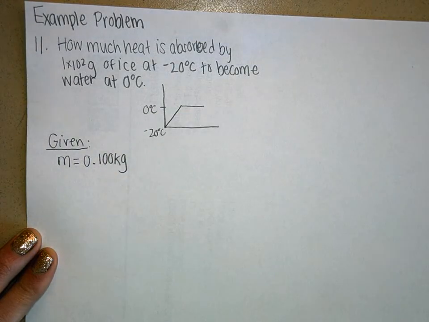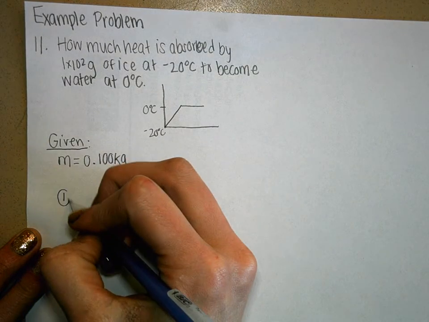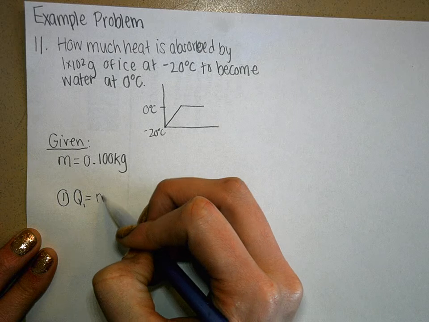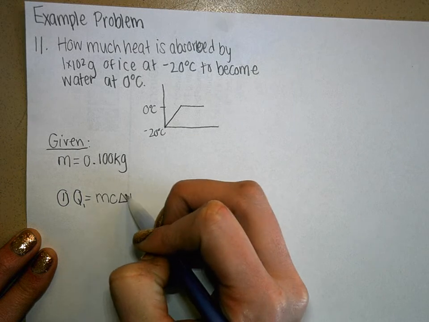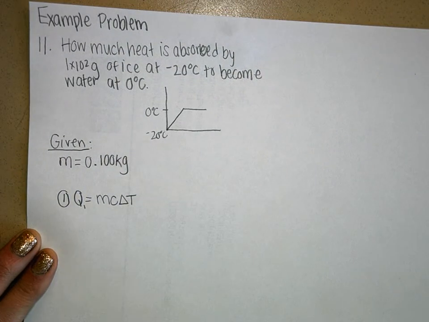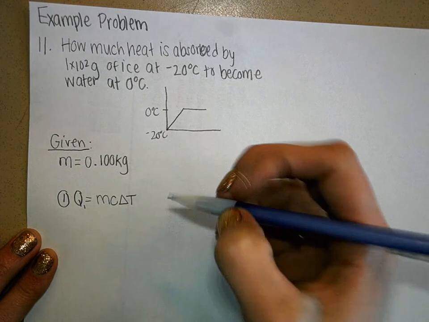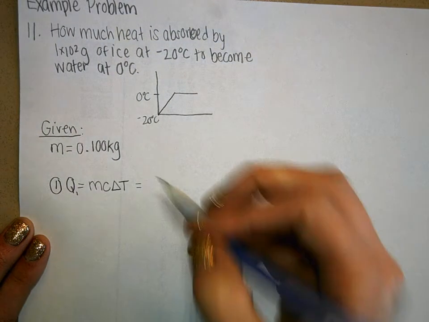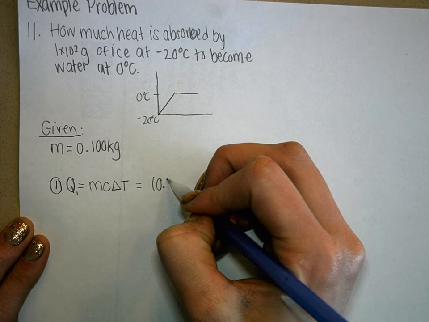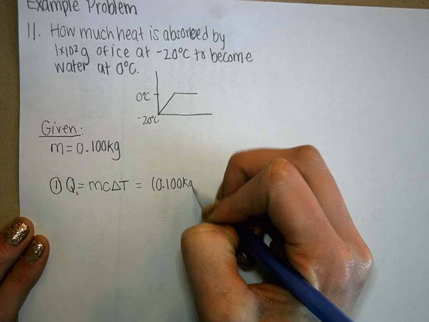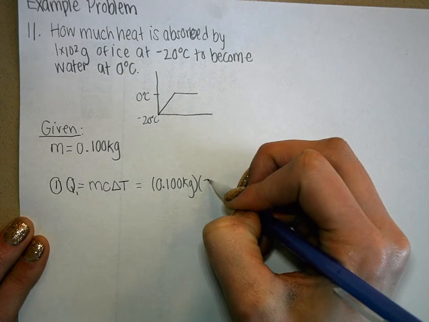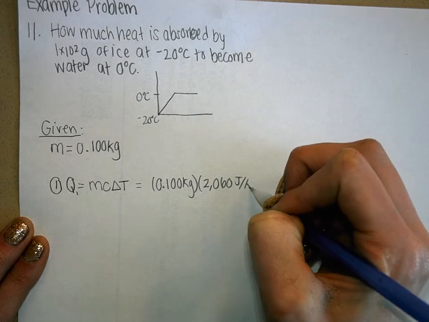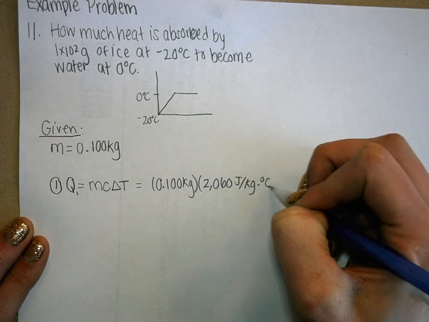So first we need to warm up the ice. So our first step is to do Q1 is equal to MC delta T. So it's mass times the specific heat times the temperature change. So our mass is 0.1 kilograms times the specific heat of ice, which is 2060 joules per kilogram degrees Celsius.